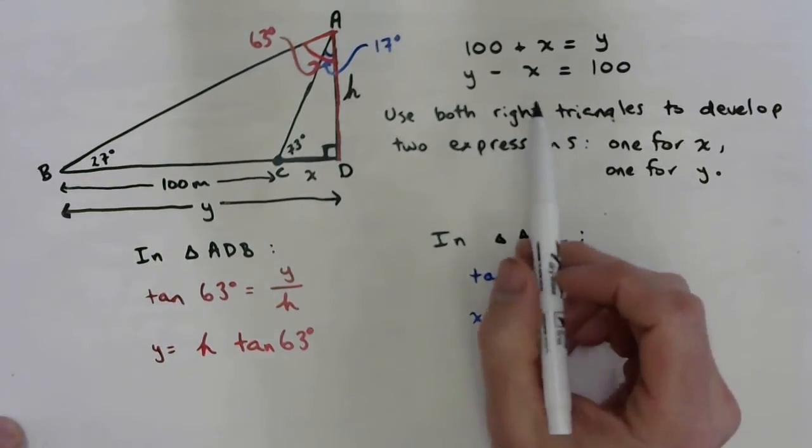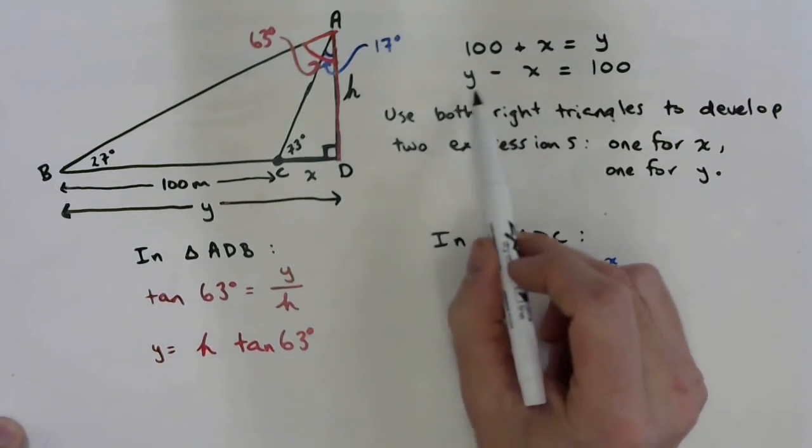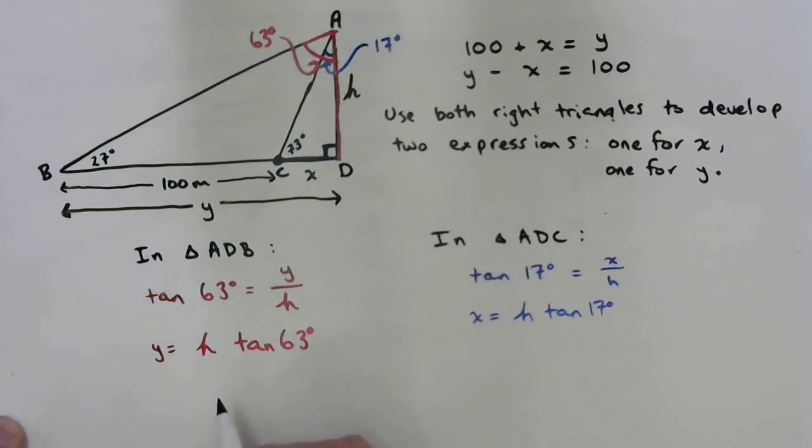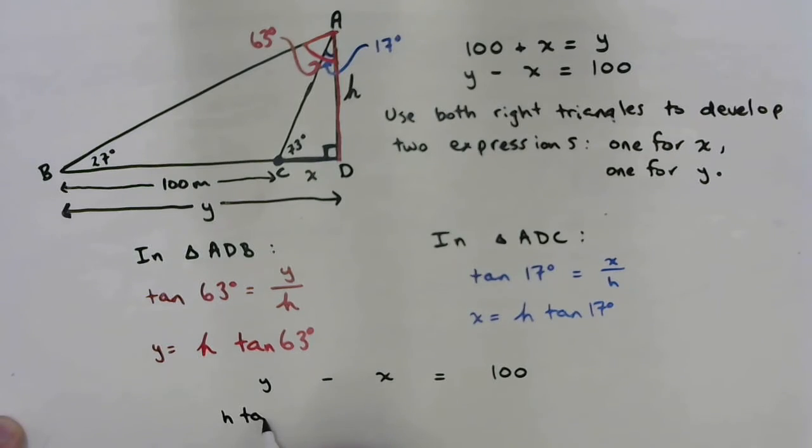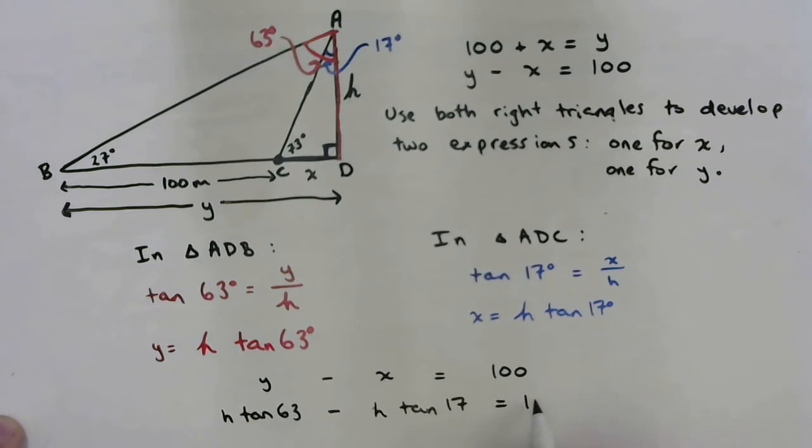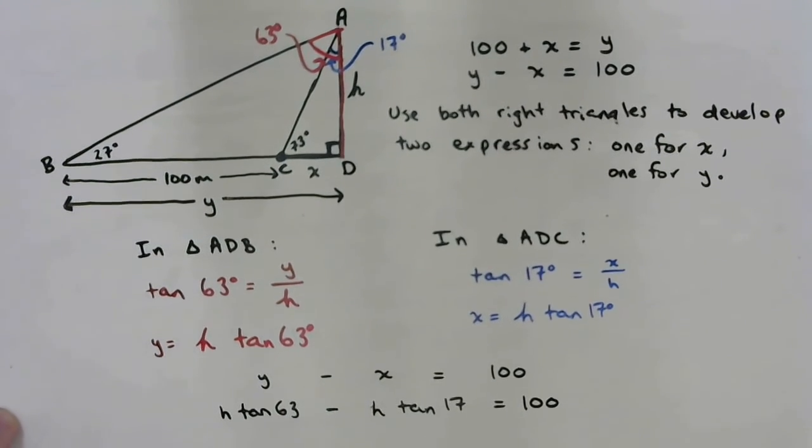And now I get this helpful piece of information. I know that y minus x equals 100. I know what y is in terms of h. It's h times the tan of 63. And I know what x is in terms of h. It's h times the tan of 17. That equals 100.